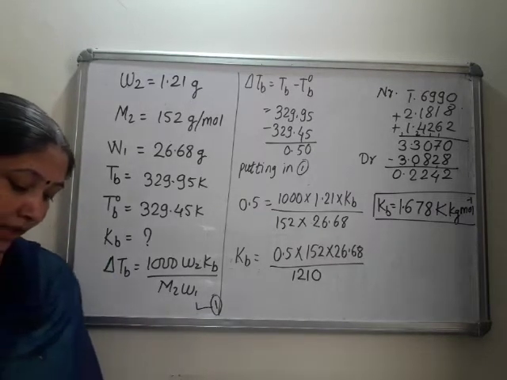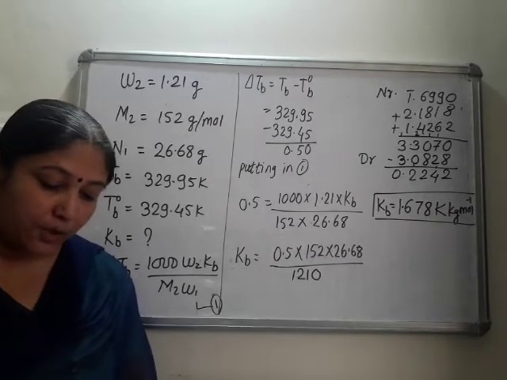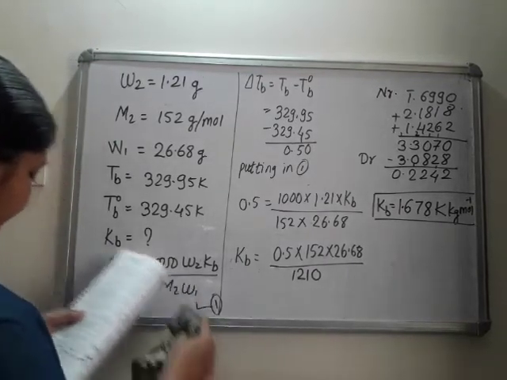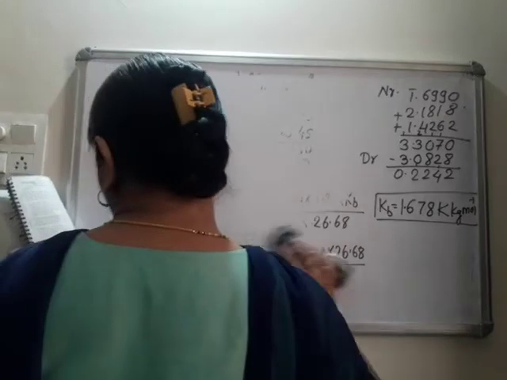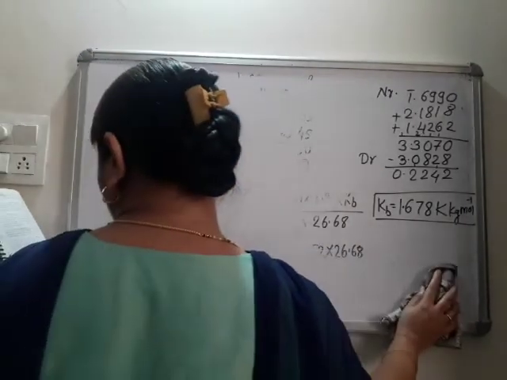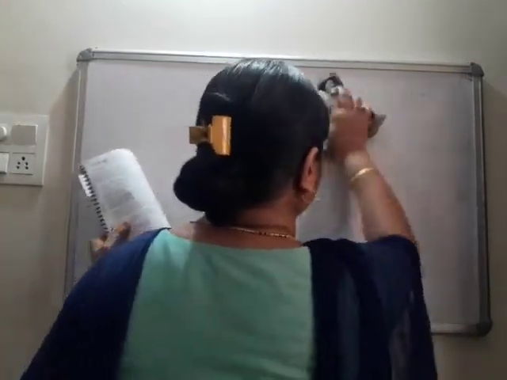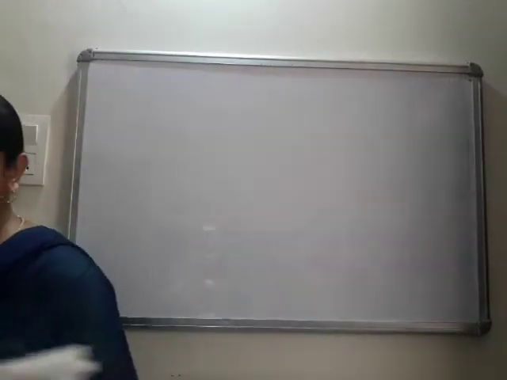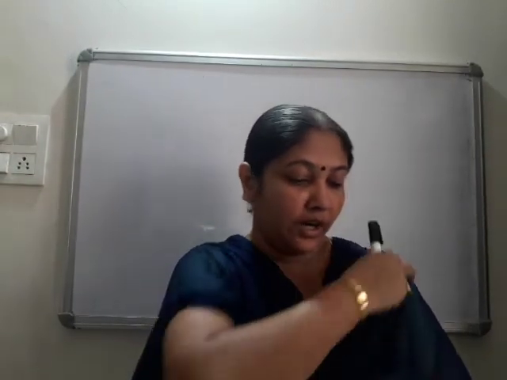Okay. Next question. A solution is prepared by dissolving 1.9 into 10 raised to minus 2 kg ammonia in 400 gram of water.